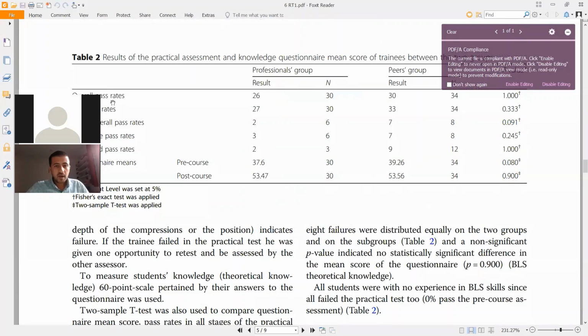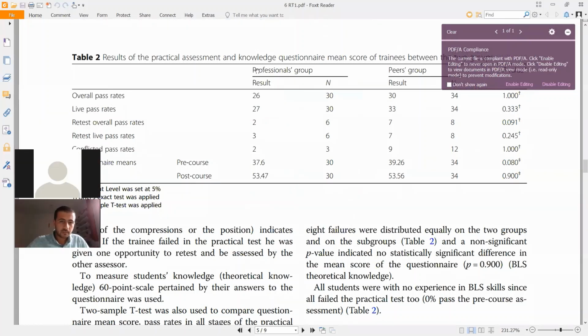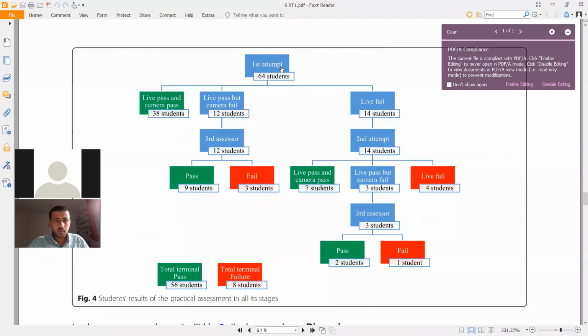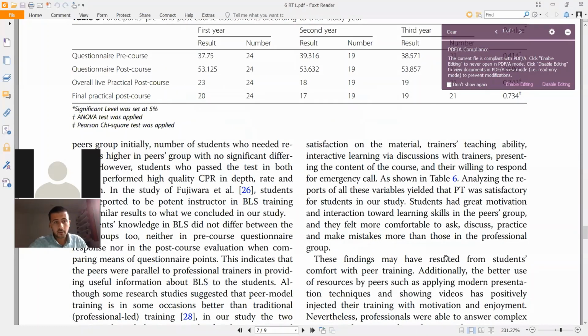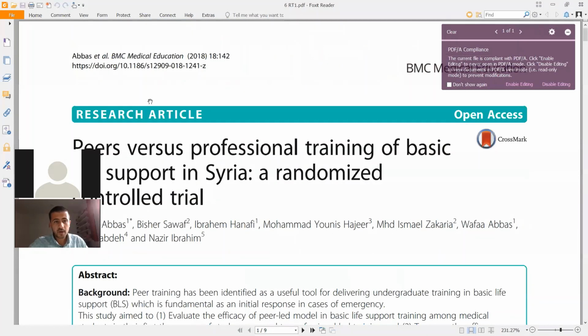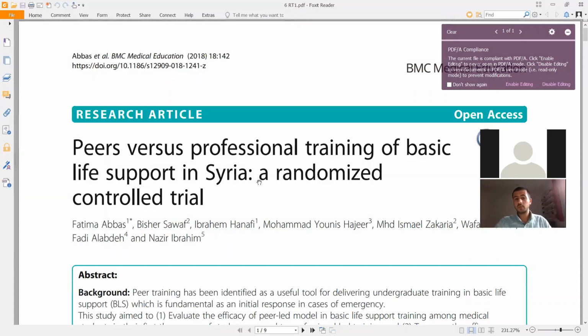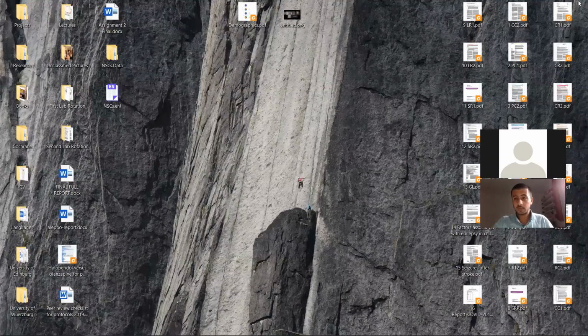Okay, here we have the results. For the results, the professional group and the peers group are all classified. Here we have the first attempt, the second attempt, so we know that there is a follow-up. For a randomized control trial, I do the intervention and I follow up. Okay, I think that is right. Okay, we will go back. Peers versus professional training for basic life support in Syria, a randomized control trial. Okay, do we have any question about randomized control trial?